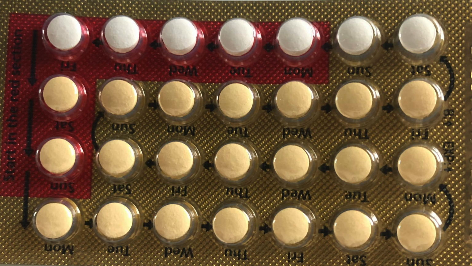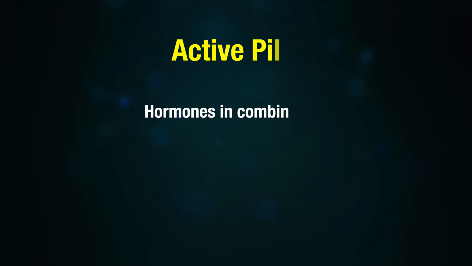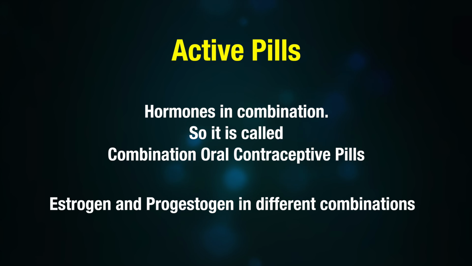These are available as a 28 days pack, of which 21 are active pills and 7 are inactive pills, or a 21 days pack in which all are active pills. Active pill means it contains hormones in combination, so it is called combination oral contraceptive pills. These pills contain estrogen and progestogen in different doses.